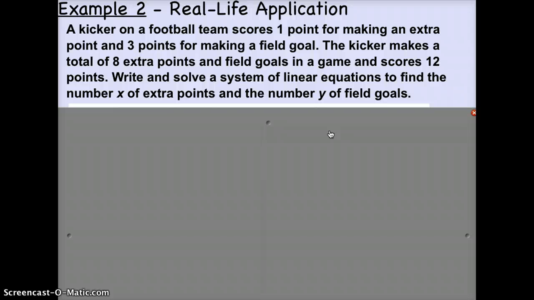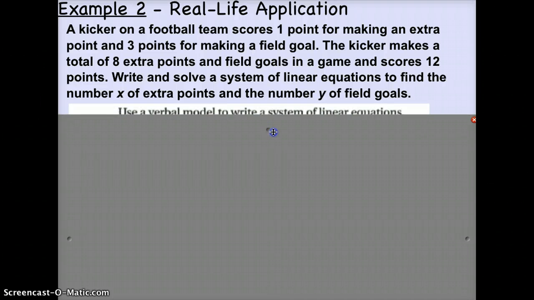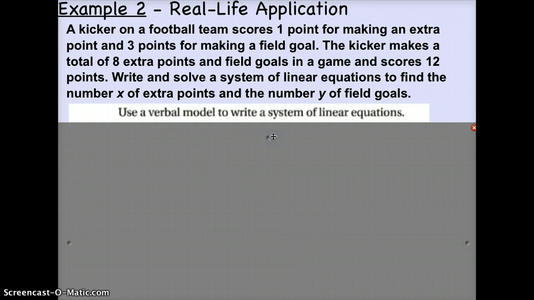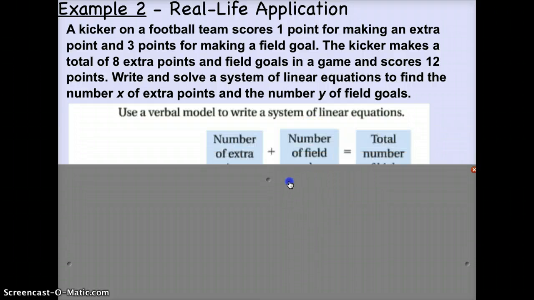Write and solve a system of linear equations to find the number x of extra points and the number y of field goals. So when you have a real-life application, you need to write the 2 linear equations that you're going to use. They're going to give you enough information to do that. So on your paper you have some boxes. We're going to use that to write a verbal model. The verbal model will help us write our equations.